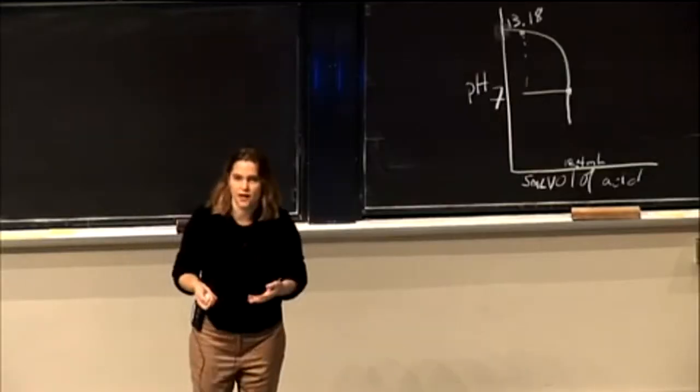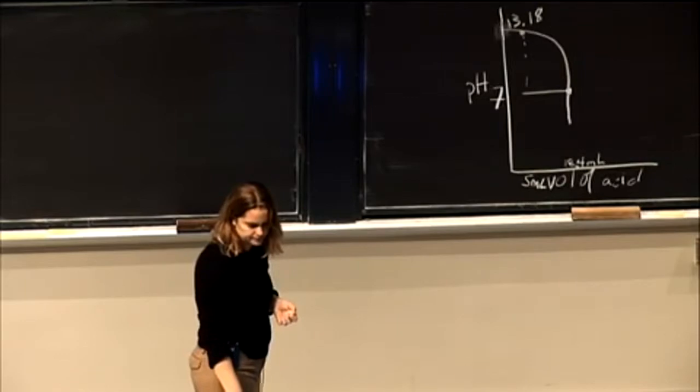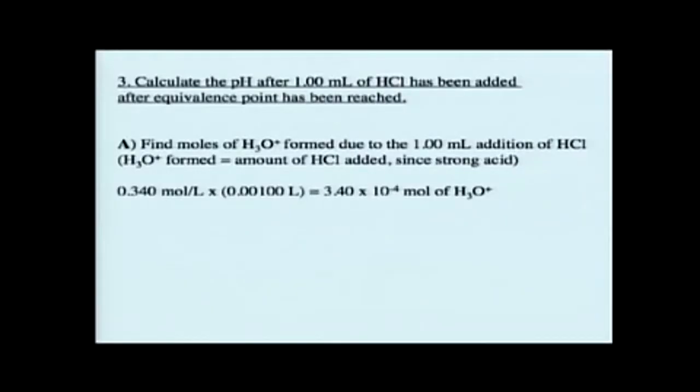We can talk about what happens if you add an extra milliliter of your acid after you've reached that equivalence point, which is something that people probably have done in doing these titrations, not meaning to, gone well beyond the equivalence point. So first we can find out the number of moles of the strong acid that we've added extra.